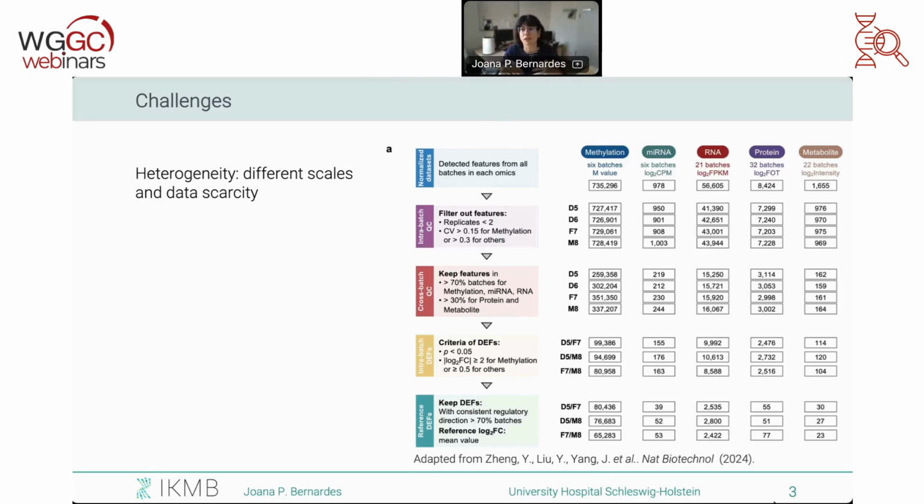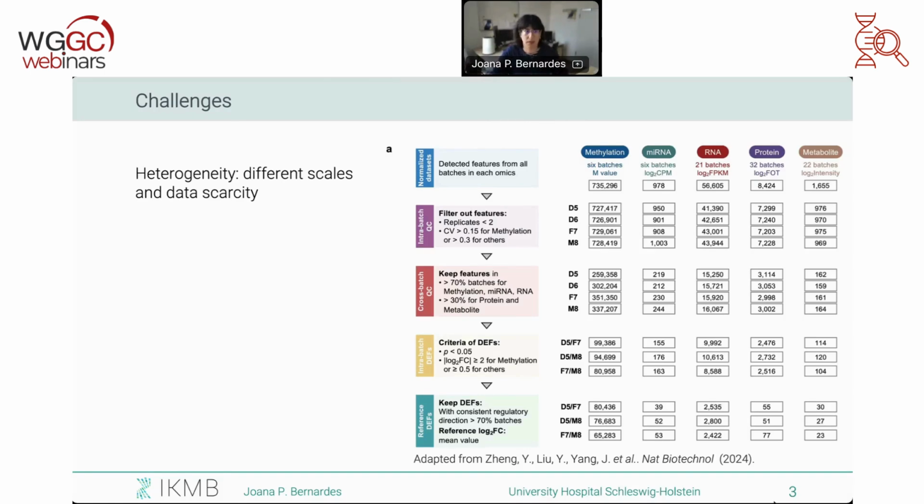There's also data scarcity. Of course, if we were rich, we could profile everything, but unfortunately this is not true. So you focus on something that you not only have the ability to analyze, but also the ability to profile, and that is within the budgets that we all have. It's not that you can have all of this methylation, microRNAs, RNAs, protein, and metabolites in only one experiment.